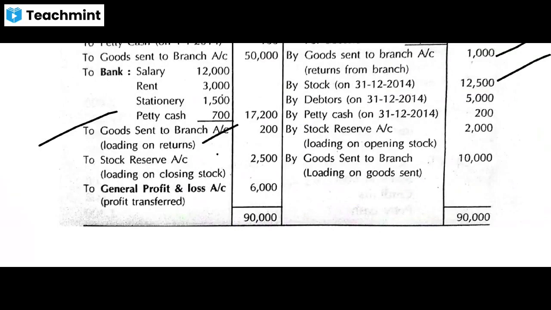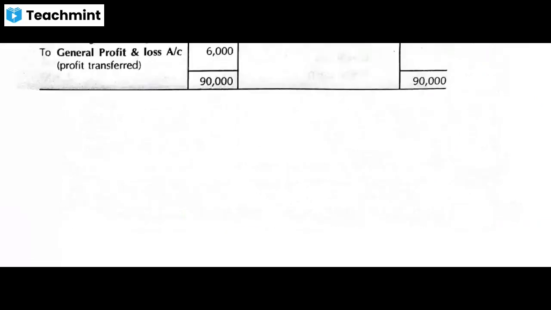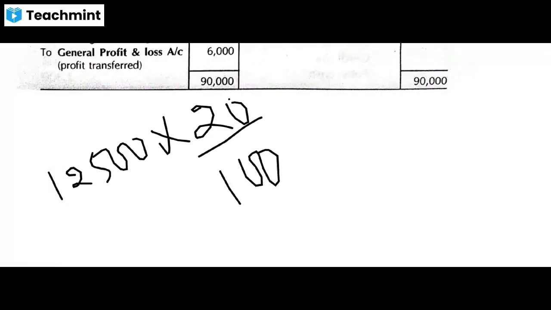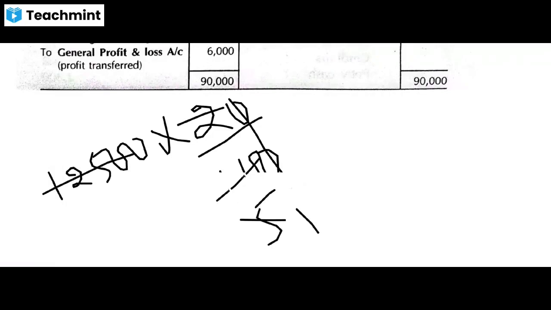Now one more item is there, closing stock. On the basis of closing stock, we have to find out the loadings. So how much? 12,500, that is also on the basis of invoice prices.